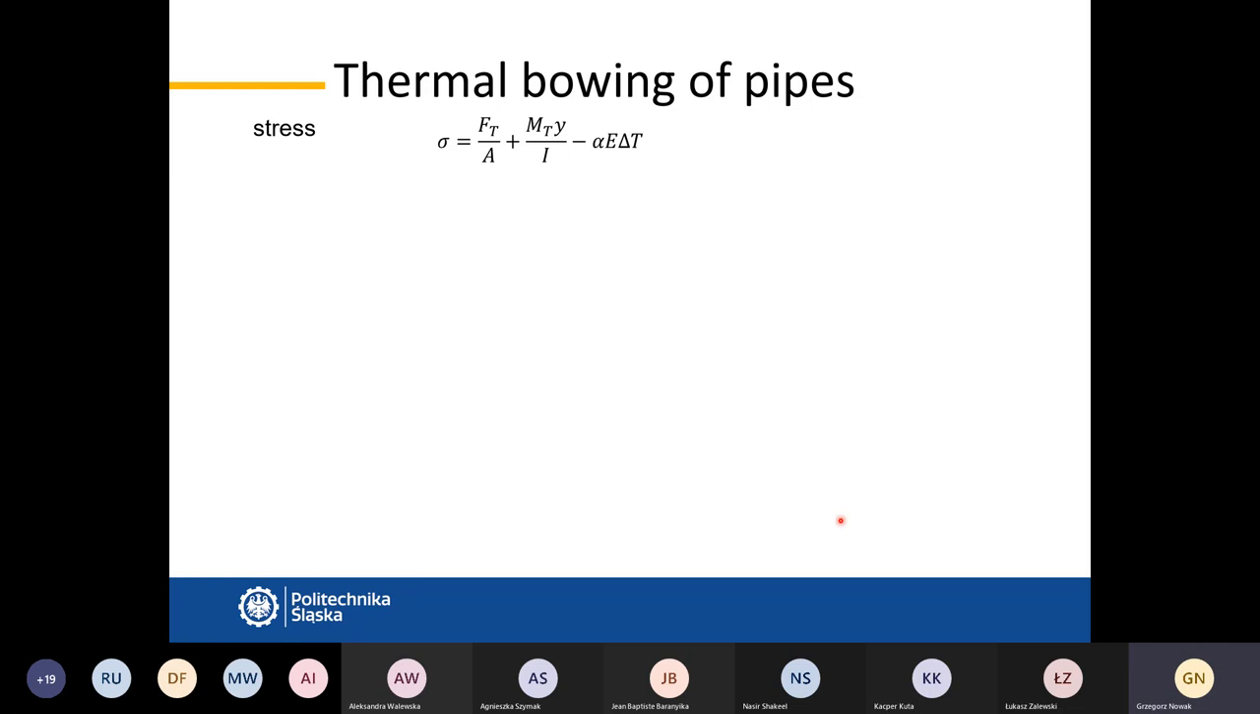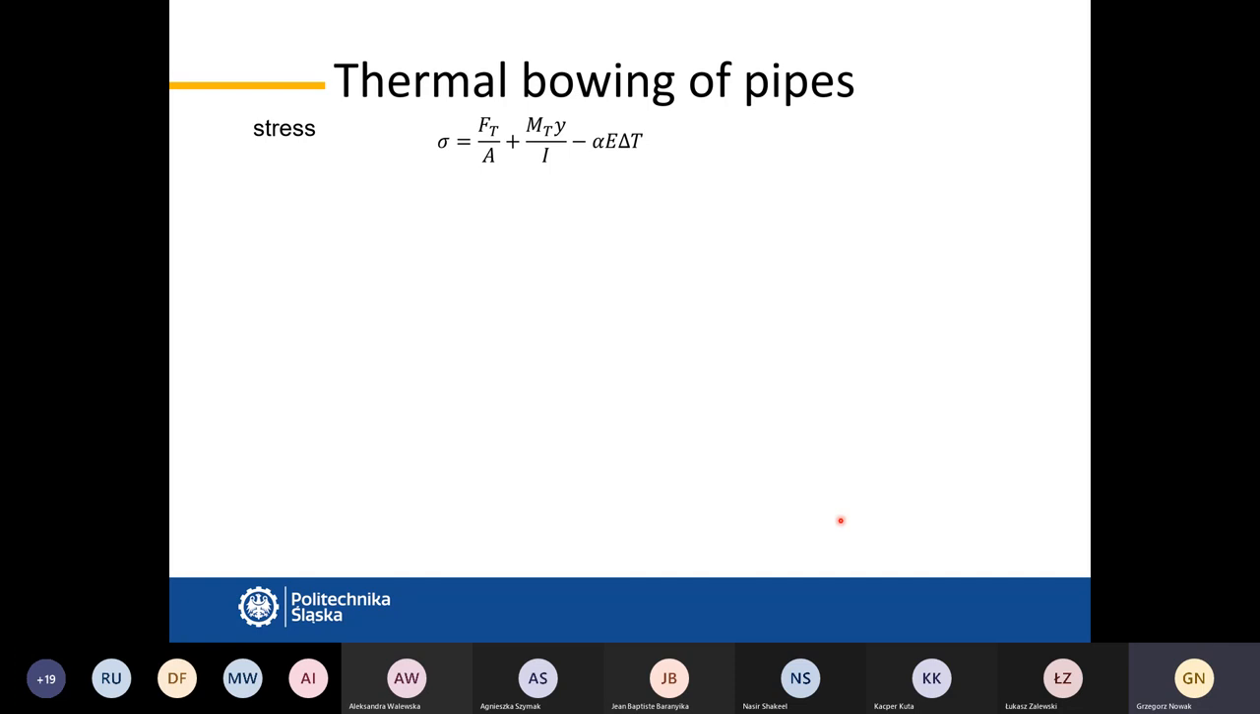And the formulas were already discussed in the case of bending that we discussed last time. So we have here three components, three terms, which are in the formula for stress in such an object. We assume here that there is no external loading, nothing from the exterior. We have only a temperature difference. So no pressure, no axial loading.